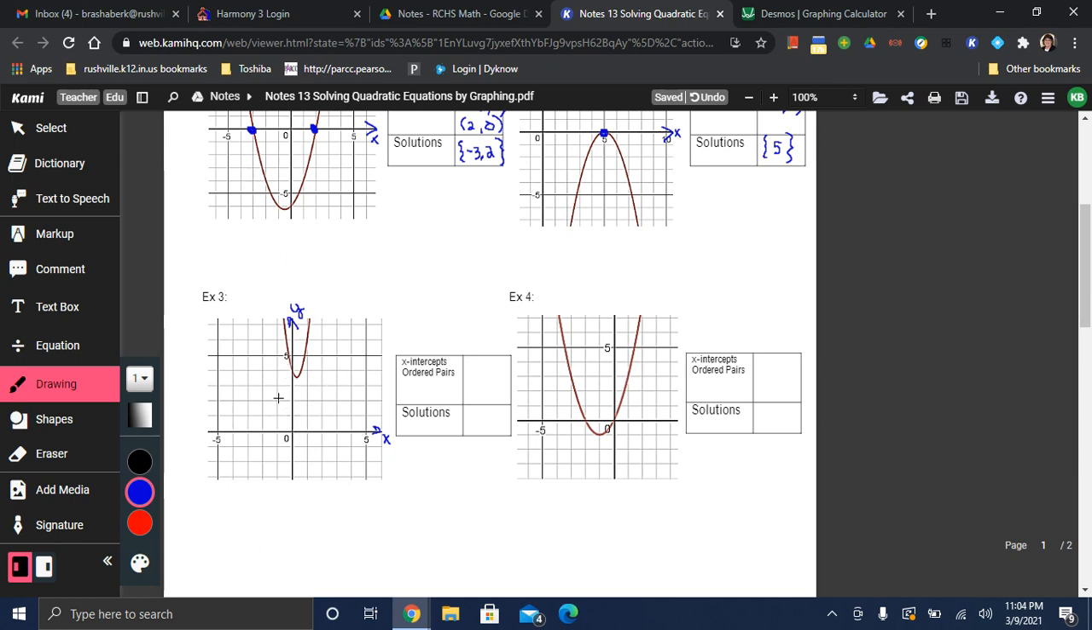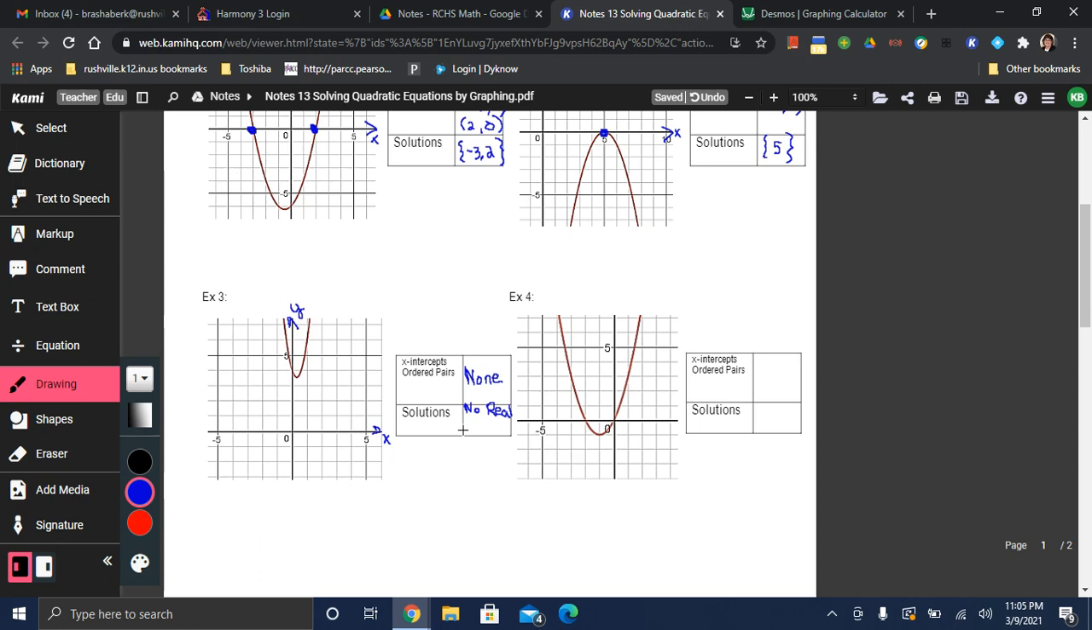Well, it does not, and it never will. These two ends are continuing up. This is a minimum point for the vertex. So there are no x-intercepts, so we'll write the word none here. But when we get to the solutions, we're going to add a word to this. Instead of saying no solution, we're going to say that it has no real solution.